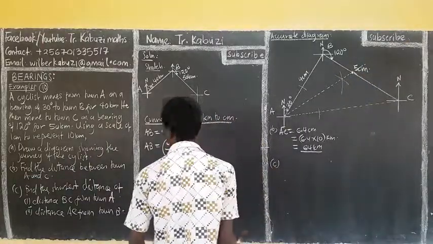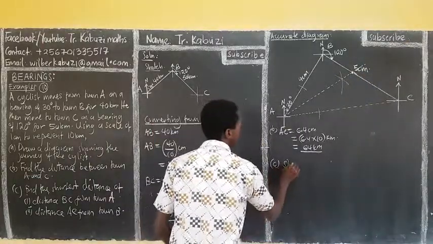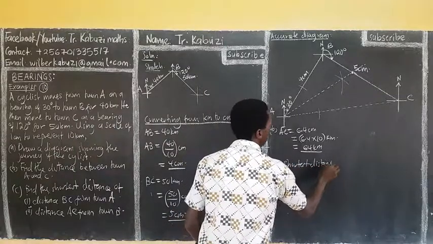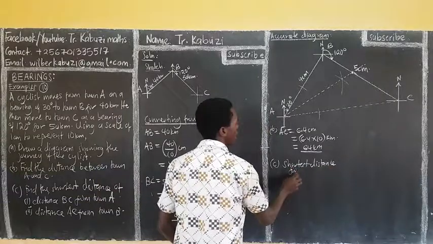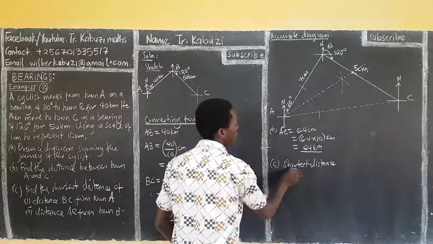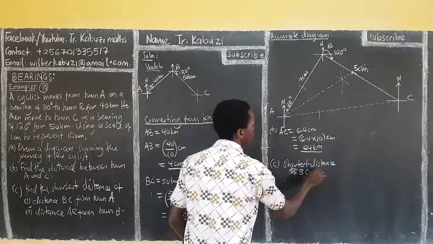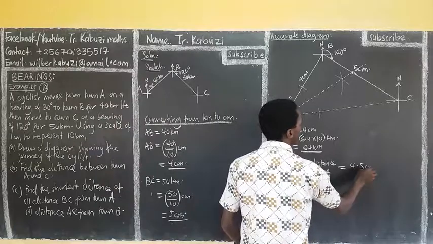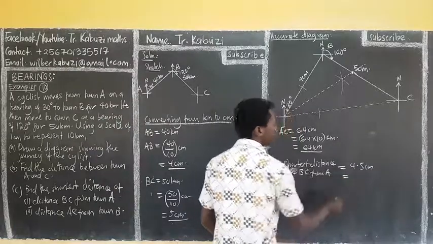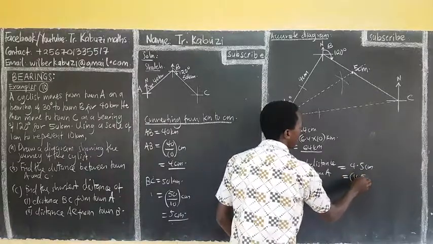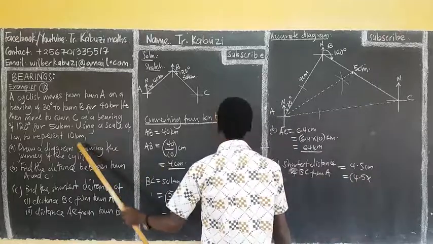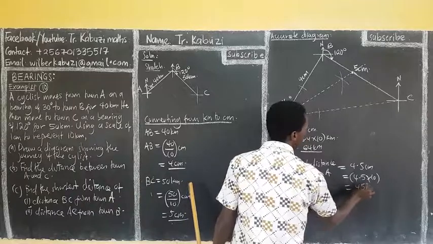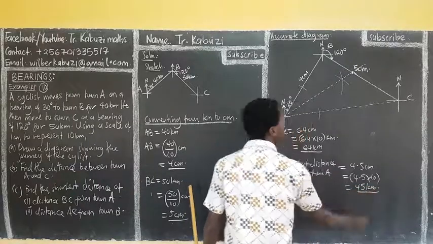So here, the shortest distance of BC from A, I'm measuring 4.5 centimeters. Then you convert it to kilometers by multiplying by our scale, which is 10. And here I'm getting 45 kilometers. That is the shortest distance.